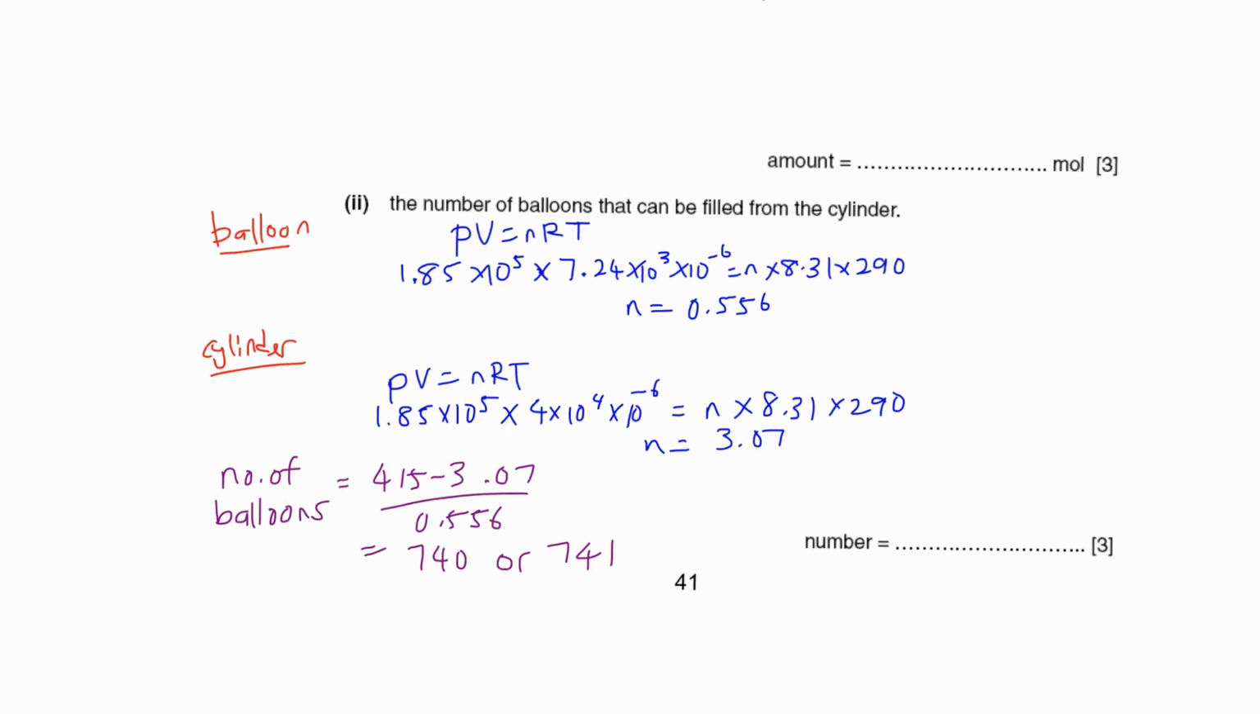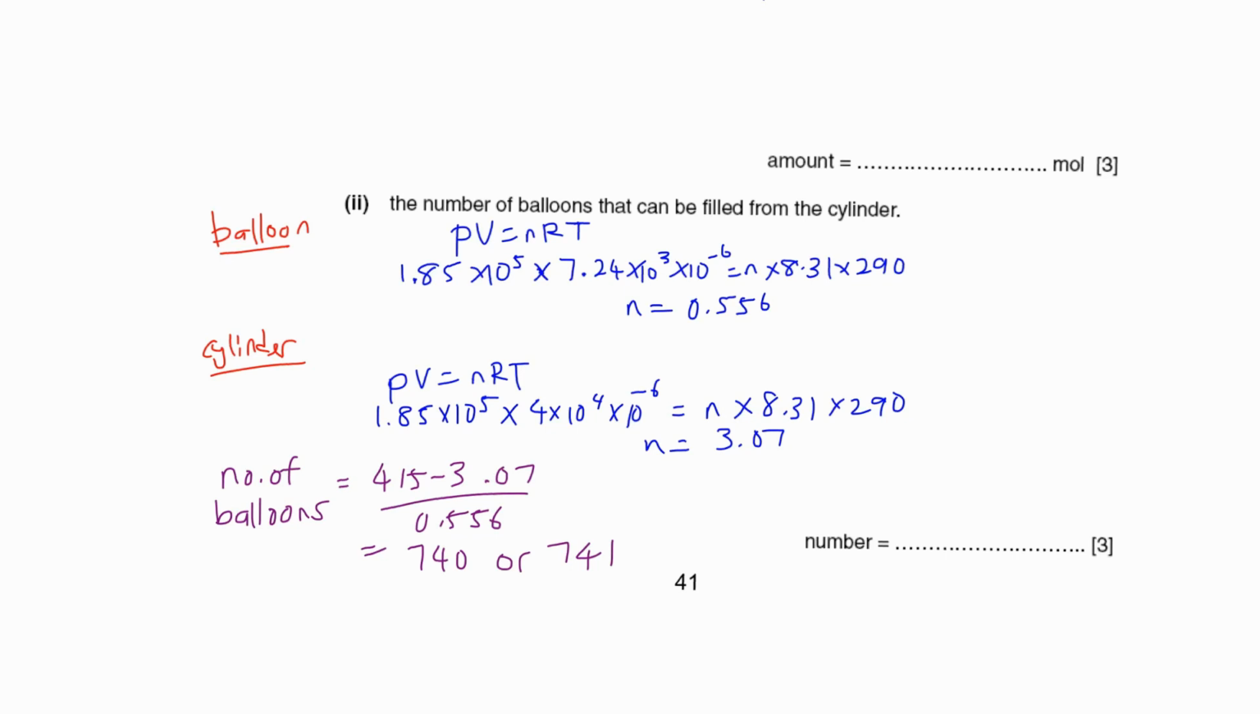So the next step would be to find the number of balloons that you can fill. So you take the total number of moles in your cylinder, 415, you minus the 3.07, that means you minus the one that cannot come out. That means you will get the number of moles that can come out. Do you understand that? Then only you divide by the number of moles in each balloon. Then you get the number of balloons. So here you get about 740.9, I think.